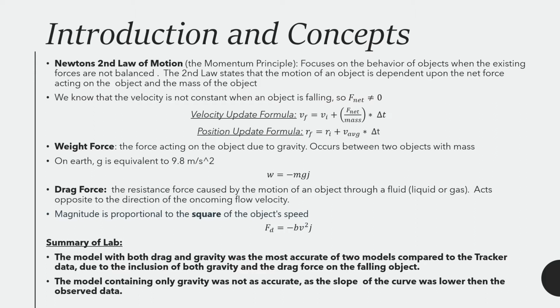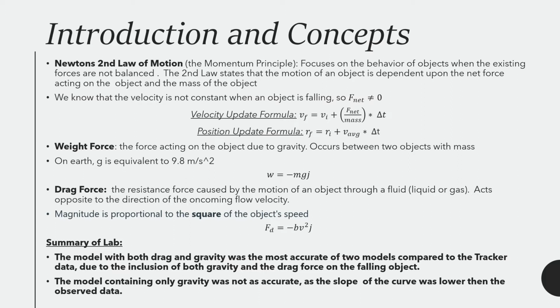Weight force is the force acting upon the object due to gravity, and on Earth, g is equivalent to 9.8 meters per second squared. The formula for weight is W equals negative mass times g times the unit vector. Drag force is the resistant force caused by the motion of an object through a fluid, and it is in the opposite direction of the velocity. In drag force, magnitude is proportional to the square of the object speed, as shown in the equation here, where velocity is squared times the drag coefficient.